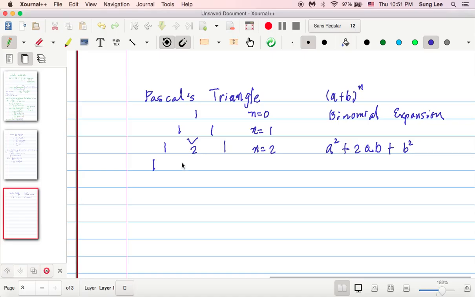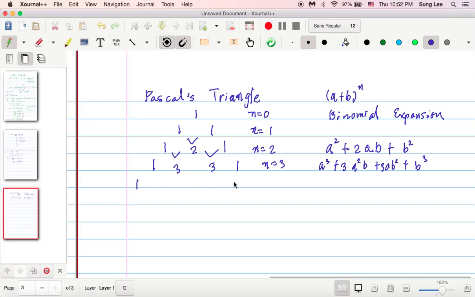So now for the n equals 3 case, we put 1 at each end again. And then between these two, we add, so that we get 3. We add these two, we get 3. So 1, 3, 3, 1 is going to be the coefficients when you expand a plus b cubed. So a plus b cubed is going to be the same way: a cubed plus 3 times a squared b plus 3 times ab squared plus, remember the sum of all exponents has to be the same as 3, and then b cubed.